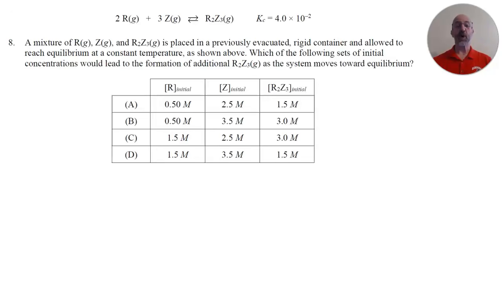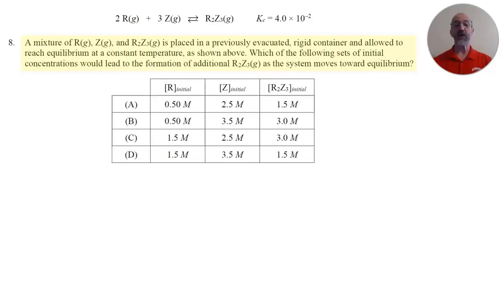So what we will see with both question 8 and question 9 is that they will involve a comparison of the reaction quotient Q with the value of the equilibrium constant K. So in question 8, we are given a balanced chemical equation. We are also given that the equilibrium constant, Kc, for this reaction is 4.0 times 10 to the negative 2. It says a mixture of substance R, substance Z, and substance R2Z3 is placed in a previously evacuated rigid container and allowed to reach equilibrium at a constant temperature as shown above.